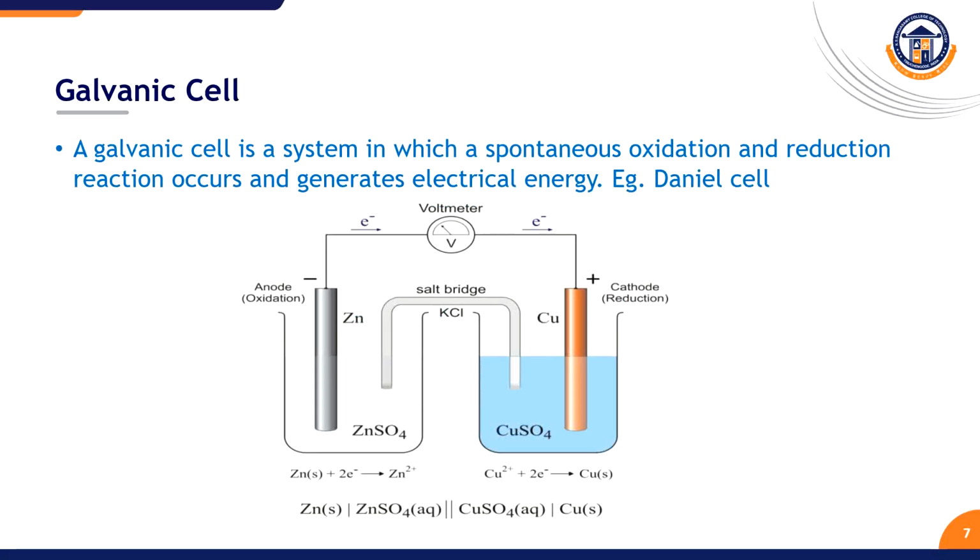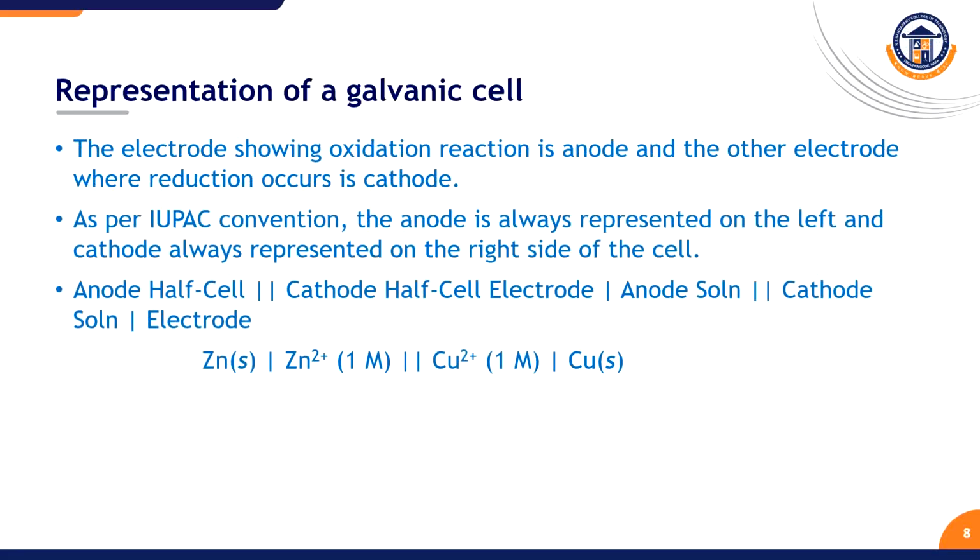This is an example of a galvanic cell. A galvanic cell is a system in which spontaneous oxidation and reduction reactions occur and generate electrical energy. Here in the Daniell cell, two electrodes, zinc and copper, are dipped in their salt solutions, zinc sulfate and copper sulfate, which are connected by a salt bridge. The circuit is completed by connecting a voltmeter.